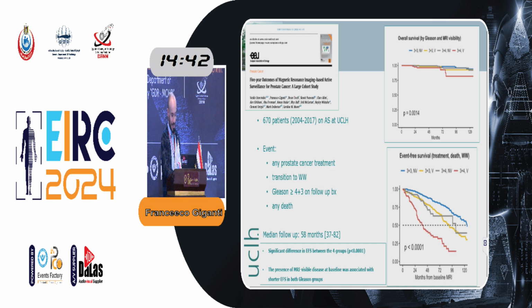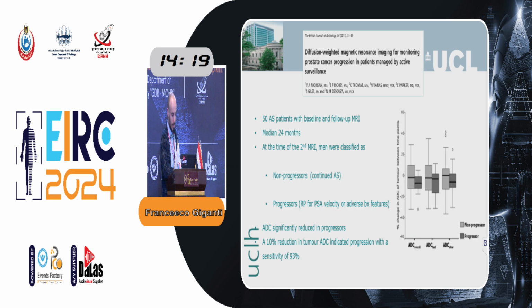And you can see that if you have a visible lesion, either 3+3 or 3+4, so red and gray, you tend to progress much quicker than if you have a non-visible disease, 3+3 or 3+4. This is really important because when we start enrolling our patient in active surveillance, it is important if we have or don't have a visible lesion.